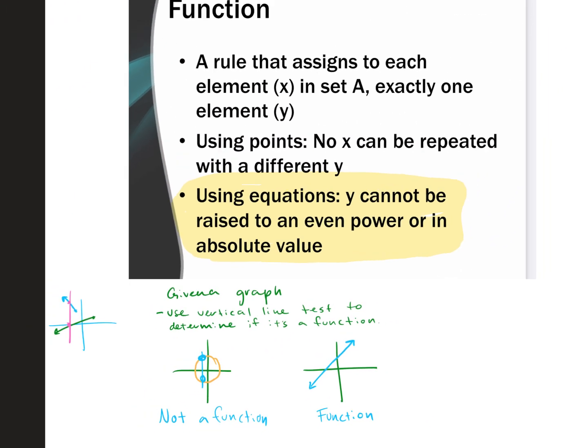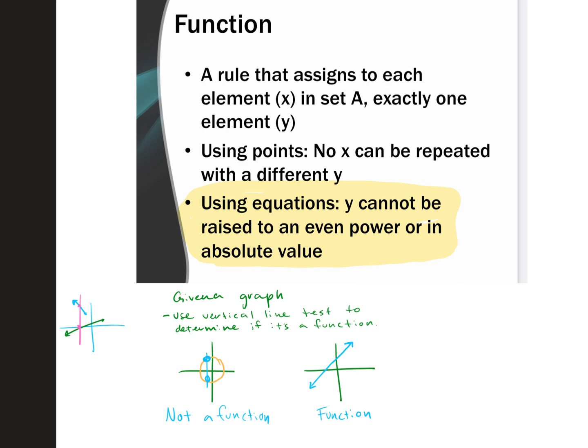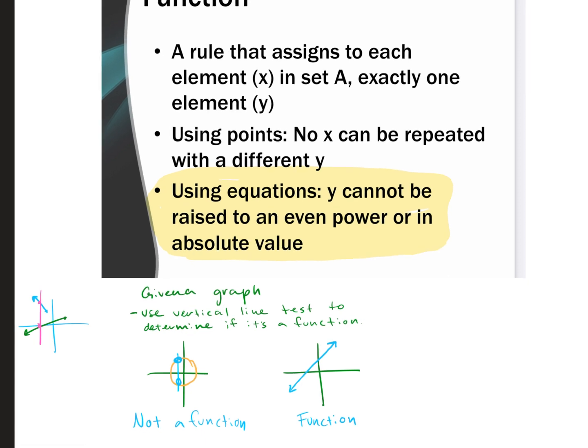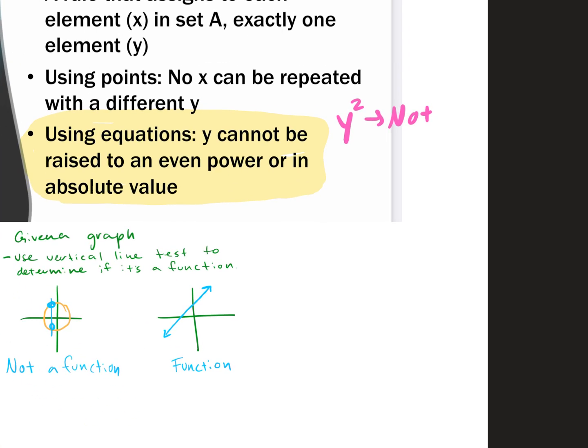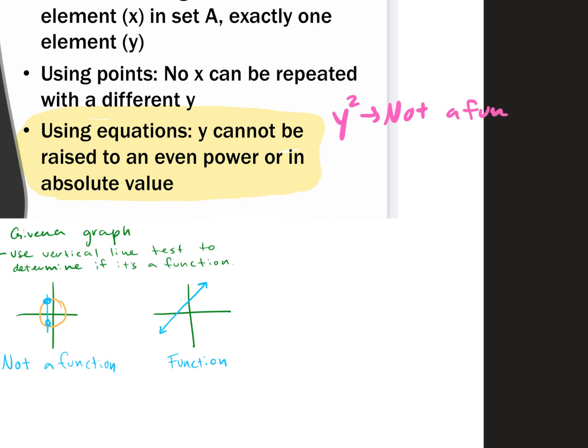We can also determine if something's a function algebraically. So when you have equations, y cannot be raised to an even power. So if we have something like y squared, this would be not a function. Or it can't be inside an absolute value. So if I had y inside an absolute value sign, this is also not a function.